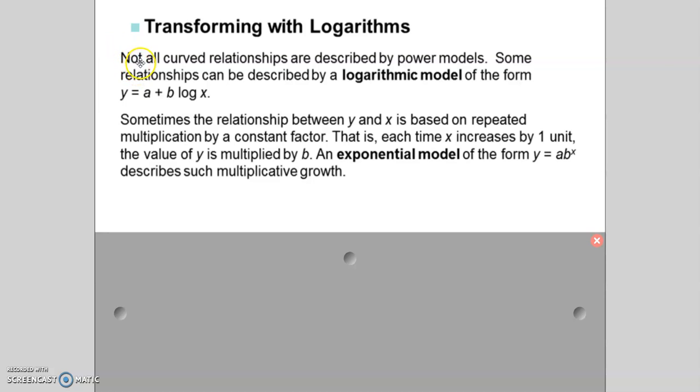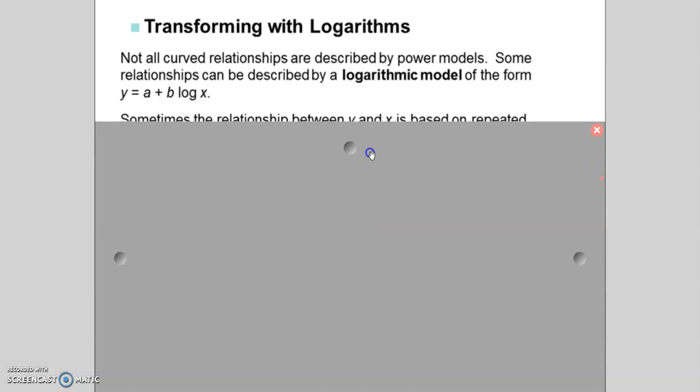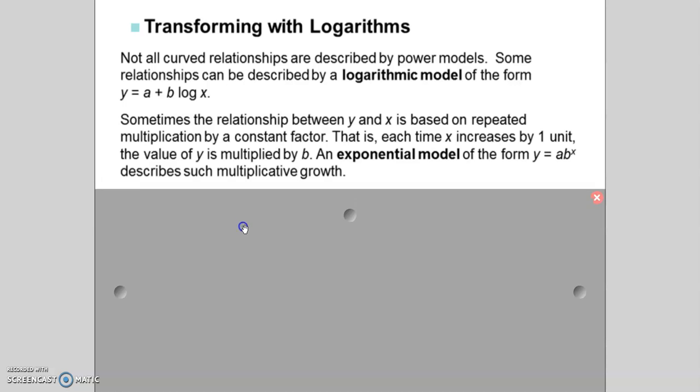Basically, anytime you see a curved relationship, that does not necessarily mean that it's a power model. Some of them have a slightly different shape, but they're still curved and can be described as a logarithmic model. That looks like this: y equals a plus b times log x, where a and b are constants.